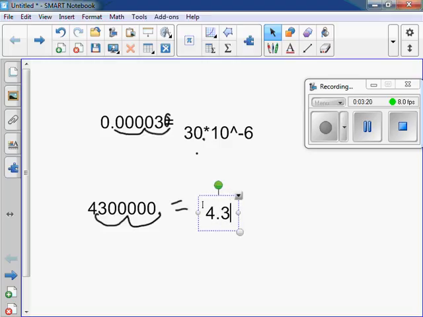So my answer is going to be 4.3 times 10 to the 6. All right. So that's pretty easy. That's about it. And once again, I can check. I have 1 number in front of the decimal point, so that's good. I can have 1, 2, or 3. And I have a power that's divisible by 3. I have a 6.